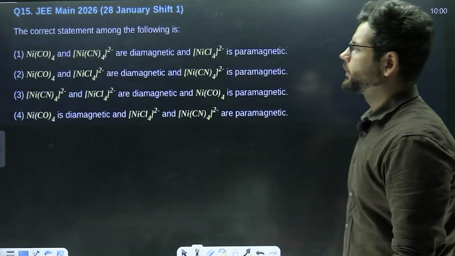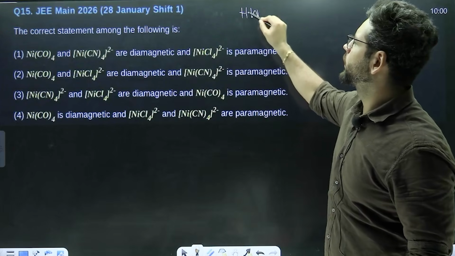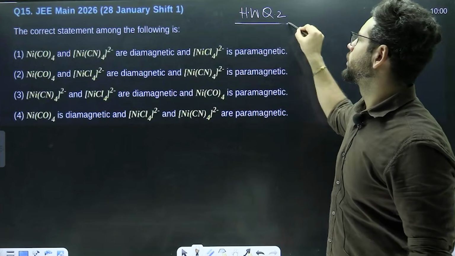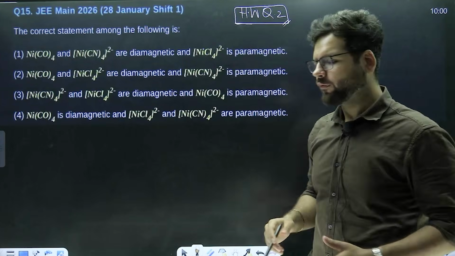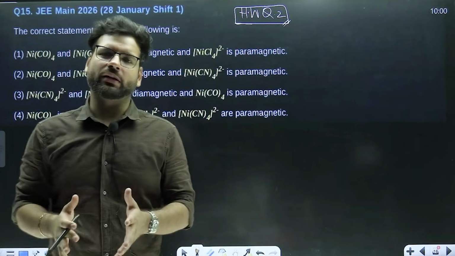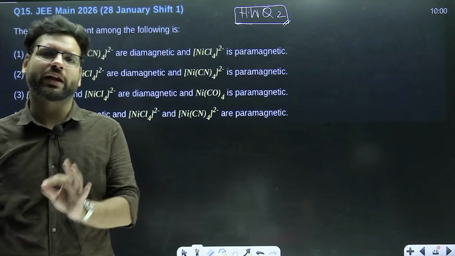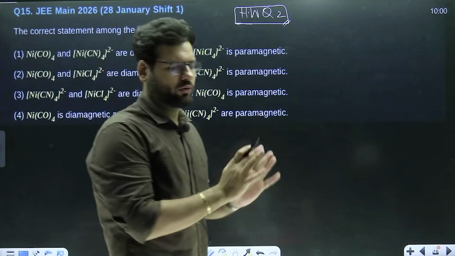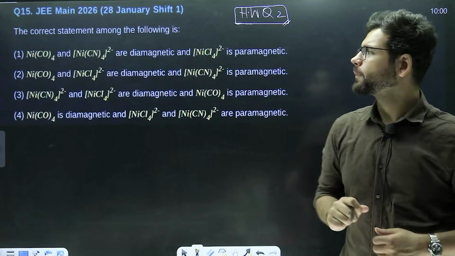Right. Moving on to the next one. Again, same question. I want you to answer it in the chat box. Homework question number 2. Answer in the chat box. One of the most favorite complexes of NTA or NEET is going to be these 3 complexes: nickel complexes with the cyanide, carbonyl and chloride. The ones which are directly given in your NCERT as well.